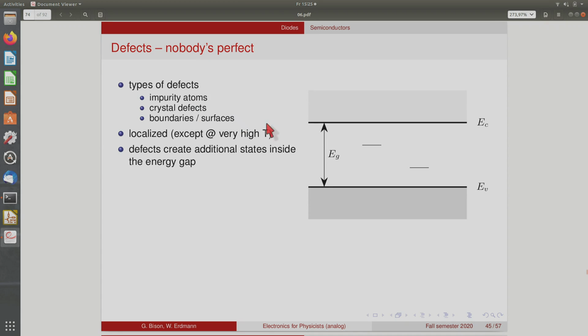So these defects are typically localized, except when you go to very high temperatures. So that during production of semiconductors, these defects can be moved into the silicon by heating it very much, and then they diffuse.